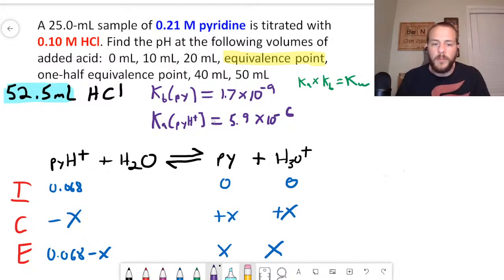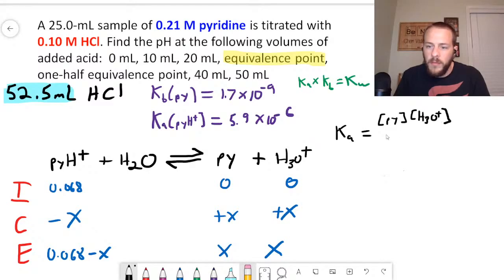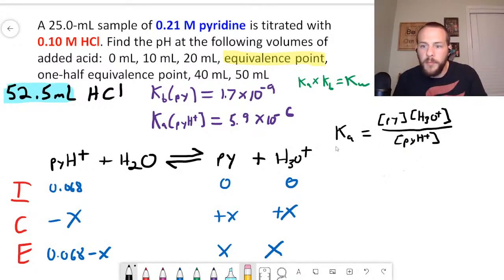All right, so we have our Ka value, right? We have our equilibrium concentrations of everything in terms of X for this equilibrium reaction. So we know that the equilibrium constant, Ka, is equal to products over reactants, just as with any equilibrium constant. So it's the concentration of pyridine times the concentration of H3O plus, divided by the reactant, PyH plus. No water, because we don't include water in equilibrium constant expressions.